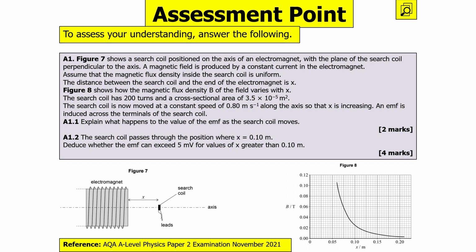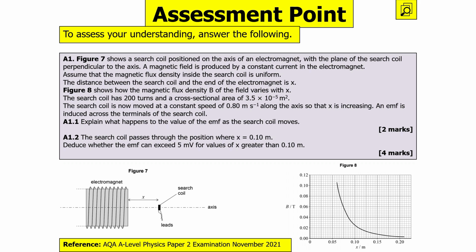Figure 7 shows a search coil position on the axis of an electromagnet, with the plane of the search coil perpendicular to the axis. A magnetic field is produced by a constant current in the electromagnet. Assume that the magnetic flux density inside the search coil is uniform. The distance between the search coil and the end of the electromagnet is x. Figure 8 shows how the magnetic flux density B of the field varies with x.